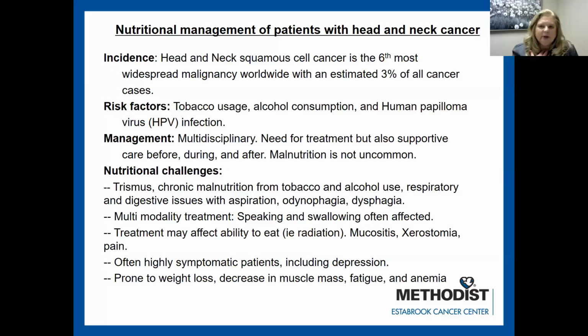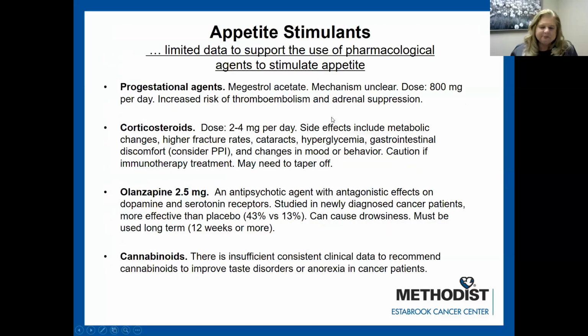They often will have airways. If they have a trach, can they eat with a trach? How long has that been in? Do they have a Larry tube that they may be able to eat? So just a whole host of things that affect head and neck cancer patients' nutritional needs.